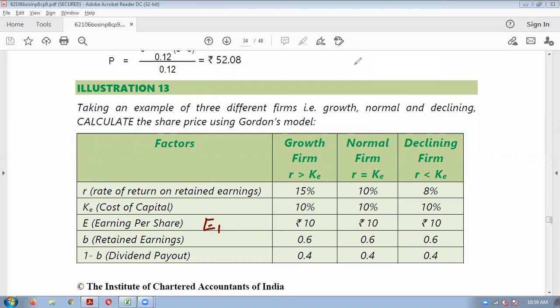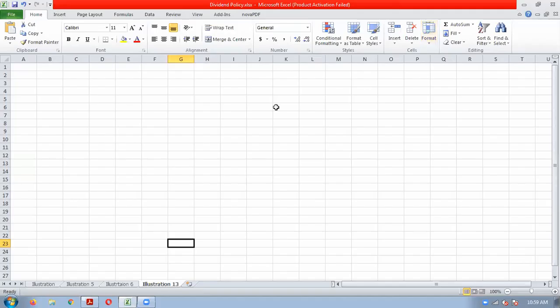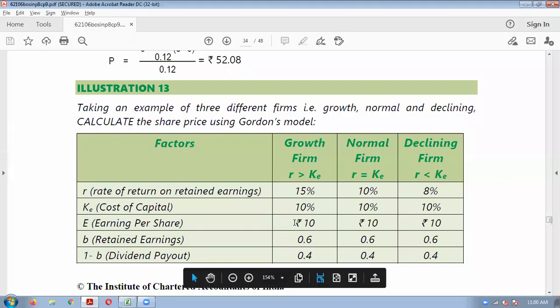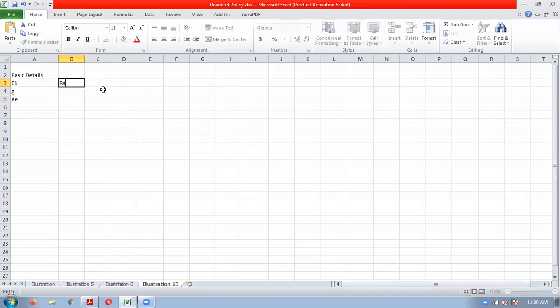So how can we apply this? What are the details required for Gordon's growth model? If you use the earnings formula, E1 is required, then growth is required, and KE is required. E1 we already have, rupees 10.